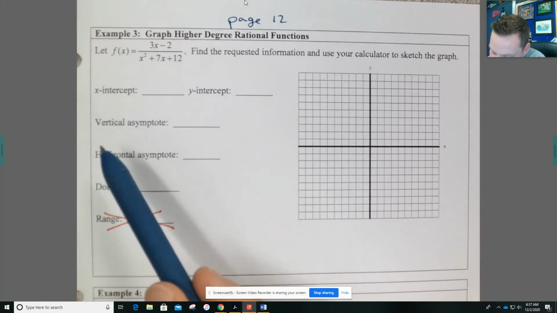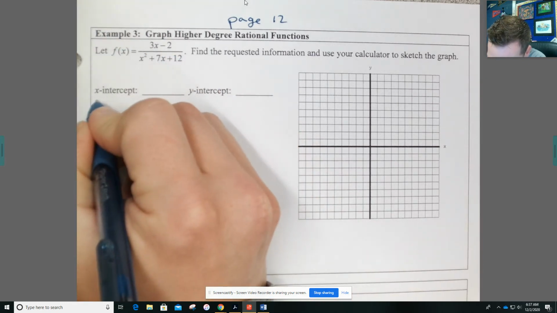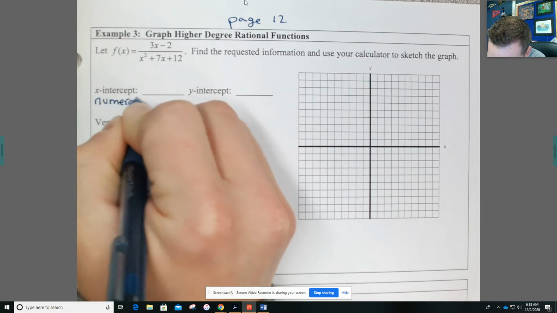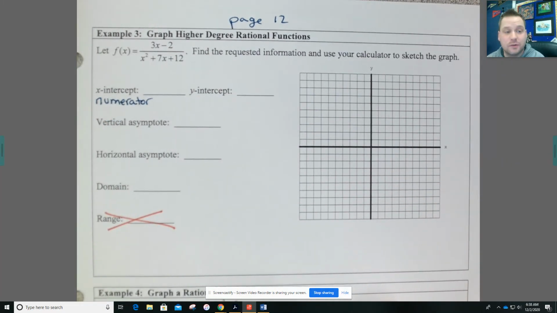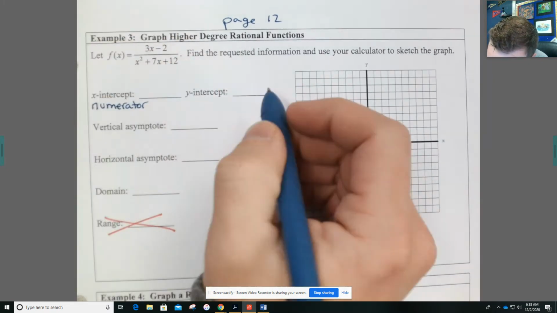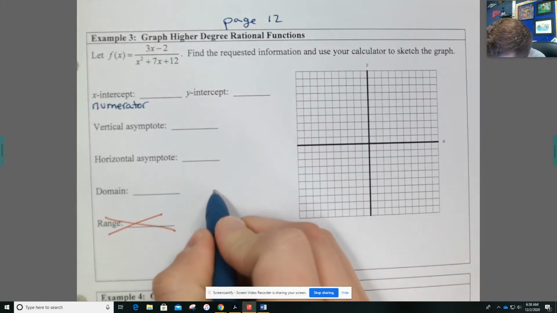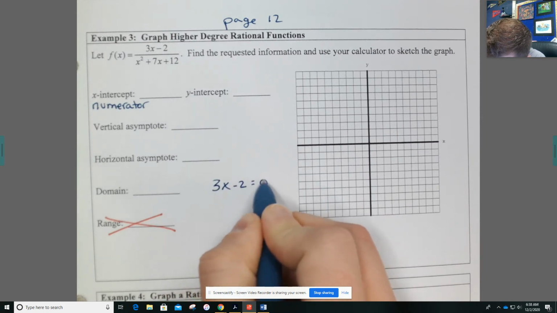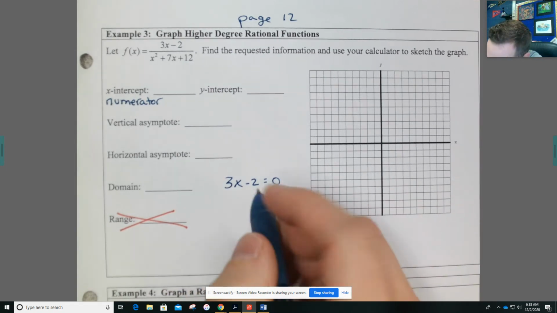Okay, so starting with the x-intercept, same stuff we've been doing the past 2 days. Whenever we have an x-intercept, we're thinking numerator. So what we're going to do with our numerator is take 3x minus 2. I'm going to do it down here in blue. So we got 3x minus 2 equals 0. And we go ahead and solve for x.